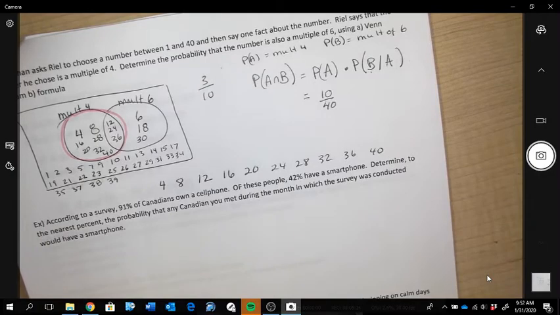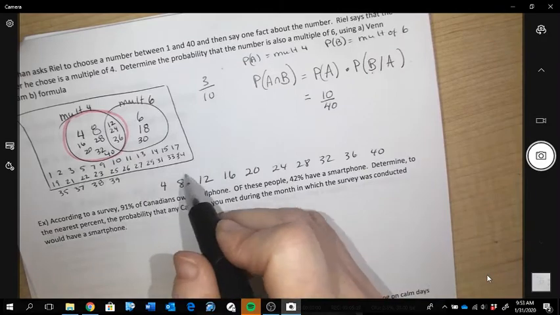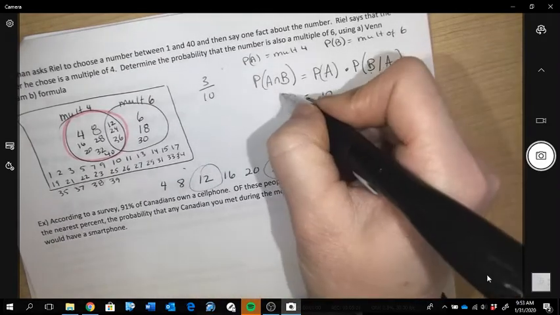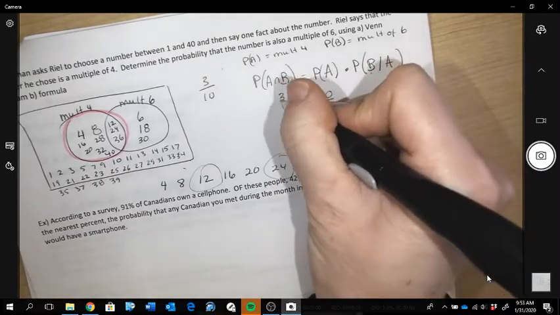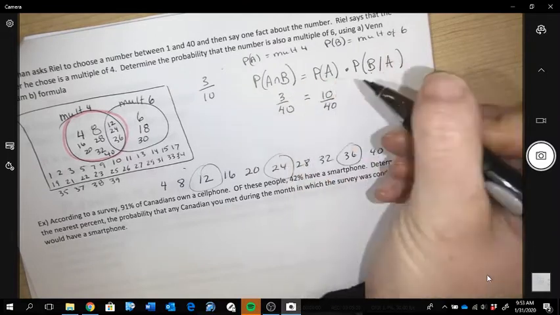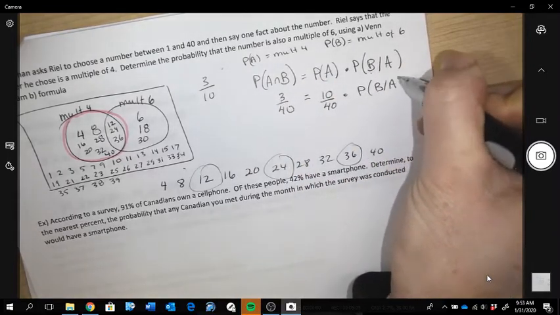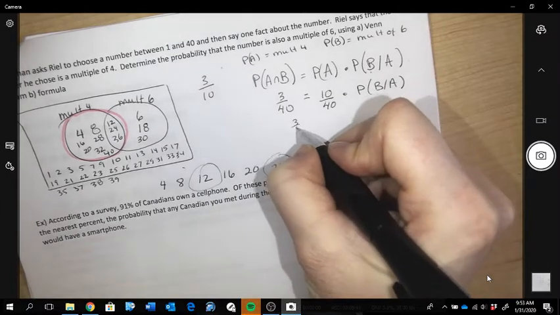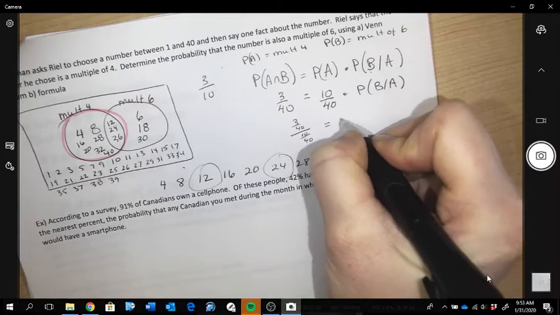So the probability of A and B, so we have there's 3 out of 40. So this is what we were solving for, even though we know the answer. So the probability of B given A would be 3/40 divided by 10/40, which becomes 3/10.